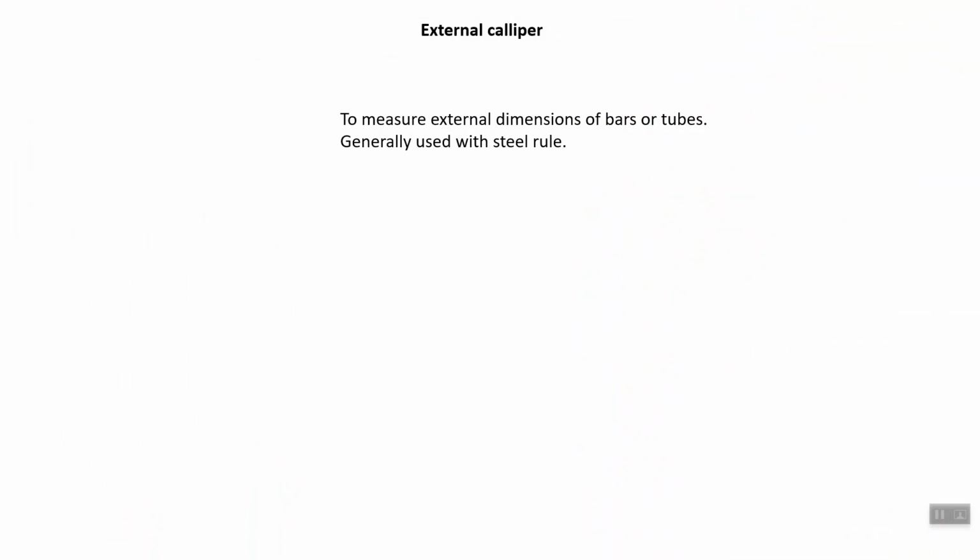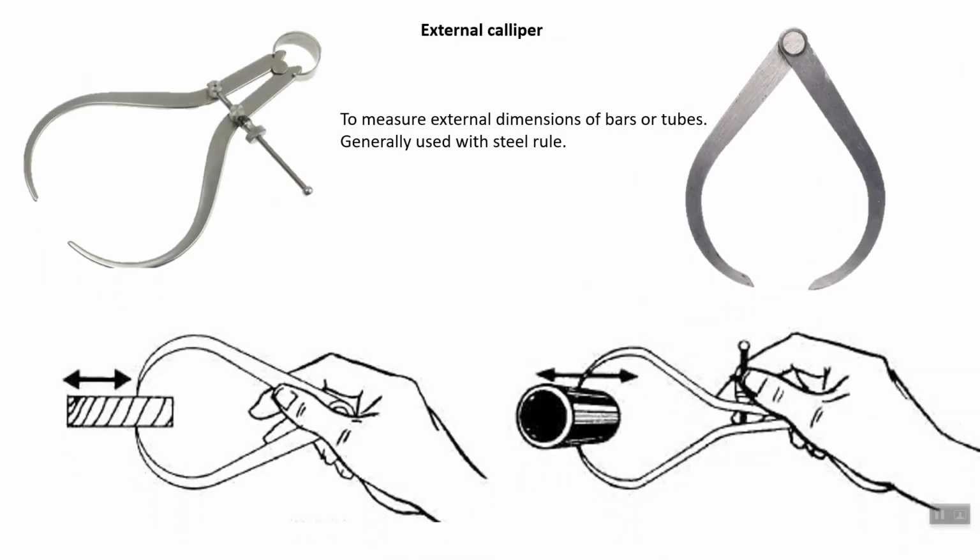Then another measuring tool is called an external caliper. Here you have two models of external caliper. The one at the left is very precise, and the one on the right is also frequently used. They are used to measure external dimensions on bars and tubes, and generally we use them with a steel ruler.